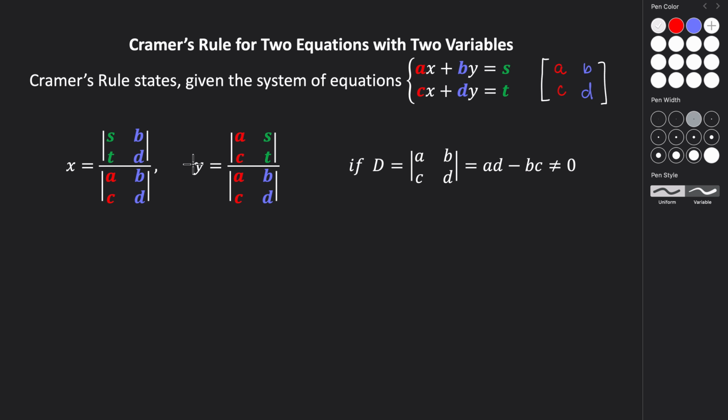To find the y value, again, we have the coefficient matrix in the denominator, and we're going to be taking the determinant of that. In the numerator, we're going to be taking the determinant of the modified coefficient matrix, but this time, we're going to put the constant values in place of our y coefficients. So we're going to replace b and d in the coefficient matrix with s and t, and we're going to be taking those determinants. Now, one thing to note is that in order to use Cramer's rule, the determinant of your coefficient matrix cannot equal 0. Otherwise, we'd have to solve it using some other means.